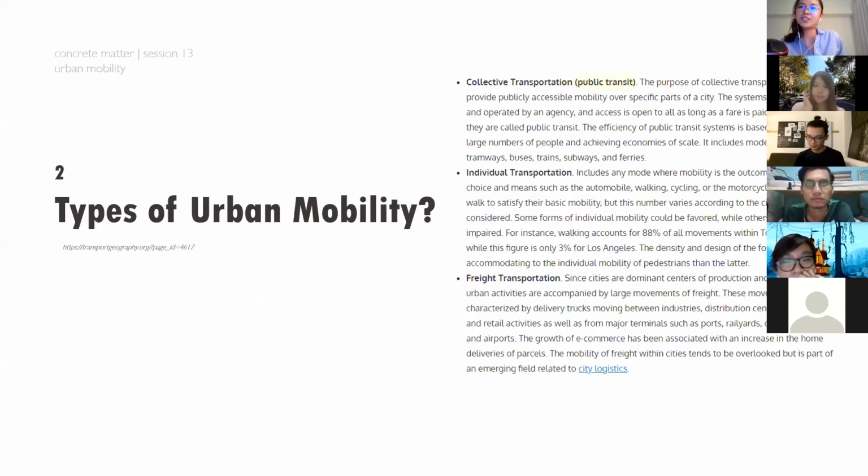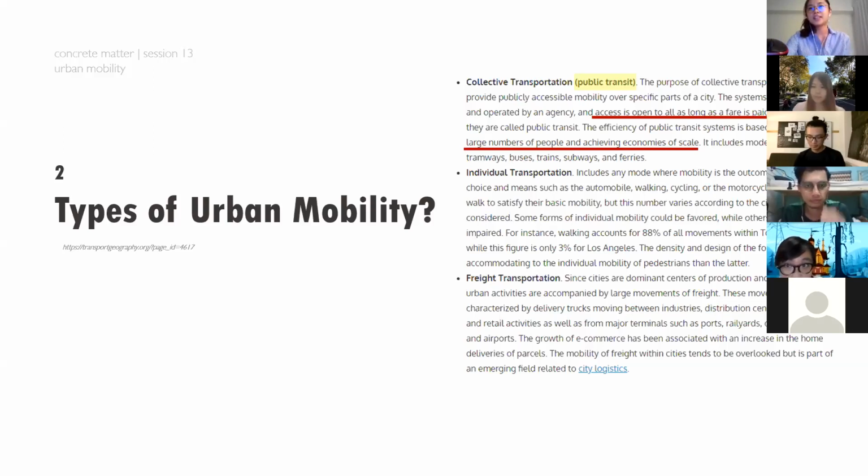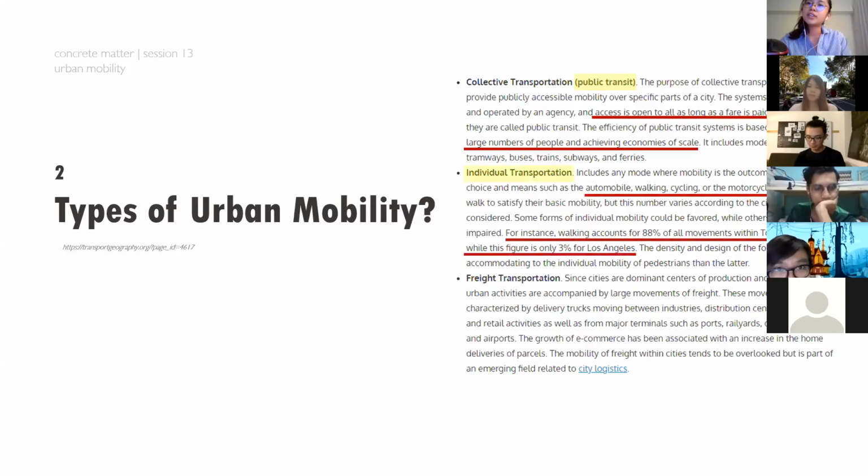One is public transit, which is accessible to all, as long as you pay a fare, and then you can board this transportation. The objective is to transport a large number of people and also achieve economies of scale, so that's why it's cheap. It should be accessible for all. A lot of architects or urban planners, I would say, favor this kind of transportation. And then as compared to individual transportation, where we have car or walking, cycling, motorcycling.